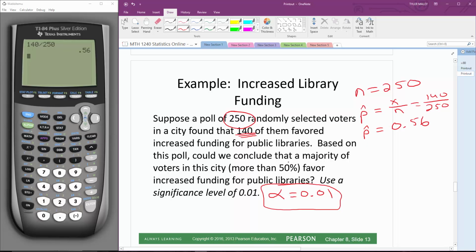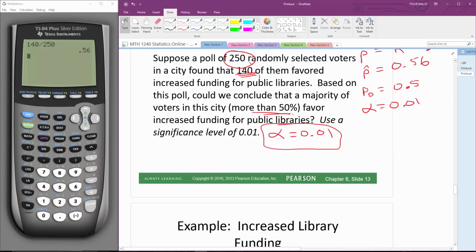Right? And then we're looking at, based on this poll, could we conclude that a majority of the voters, more than 50%, favor increased funding? So we want p naught to be 50%, 0.5. That's what we're testing in our null hypothesis, right? And we know alpha is 0.01. So we identified all of those things from here, right?